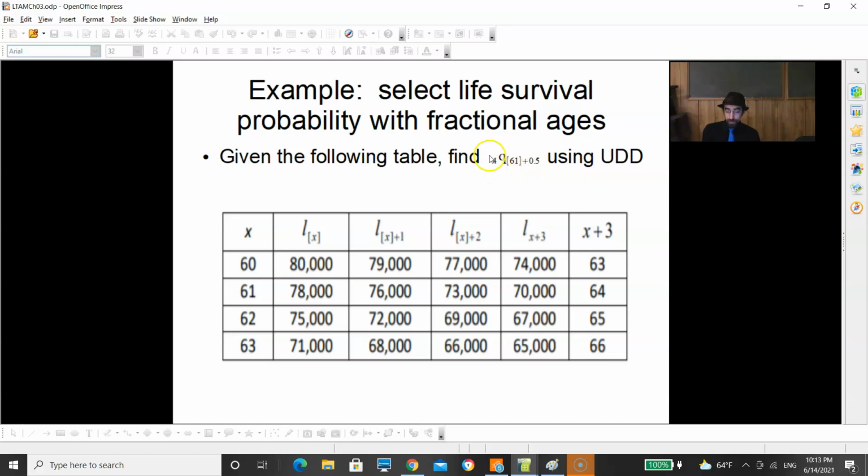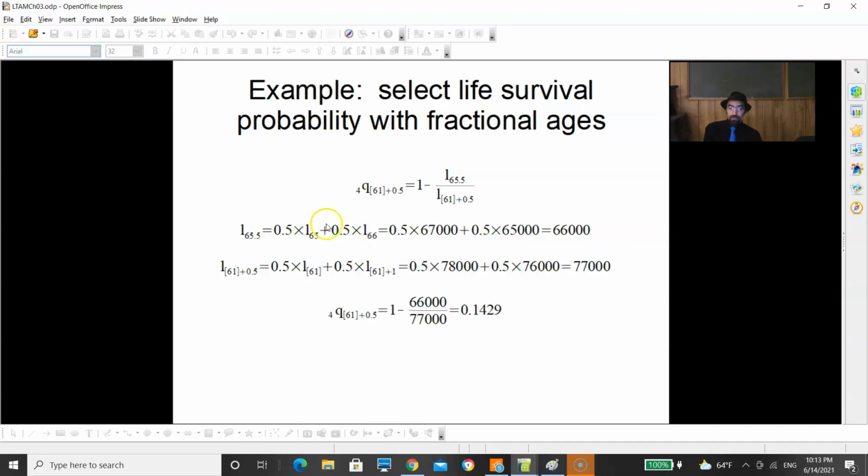You're in the ultimate period now, because this 4 plus this 0.5 is 4.5, that's greater than 3. So you just be here, halfway between 65 and 66. So crunch the numbers, you'll get that your survival probability is 66,000 over 77,000, and your death probability is 1 minus that. Gets you 14.29%.